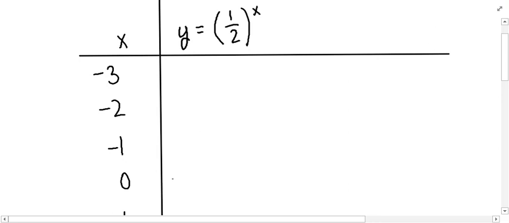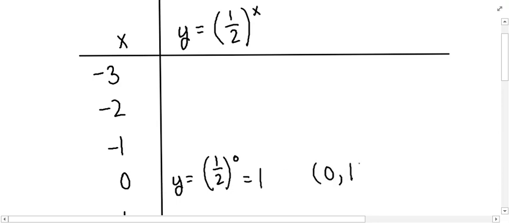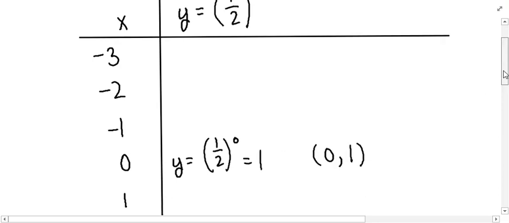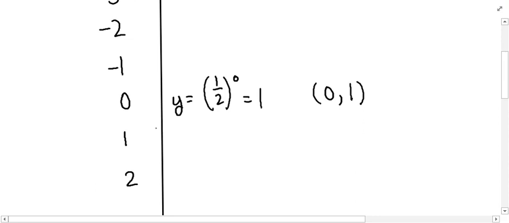So here we go. We're going to get y equals 1/2 to the 0 power. Anything to the 0 power is 1, so this graph will also go through the point 0, 1. Next I'm going to plug in x equals 1, so this is going to be 1/2 to the first power.